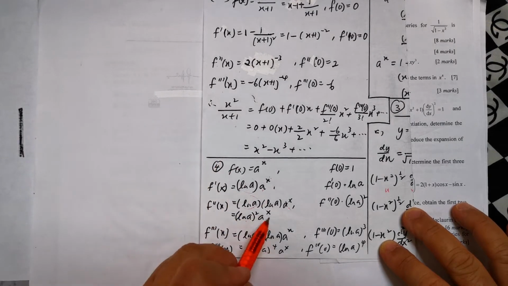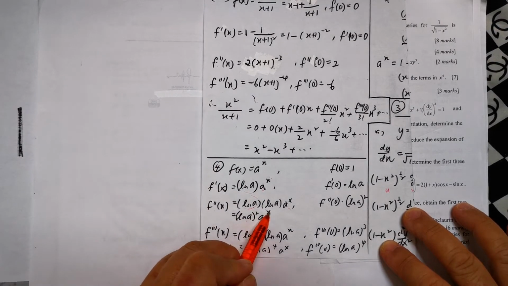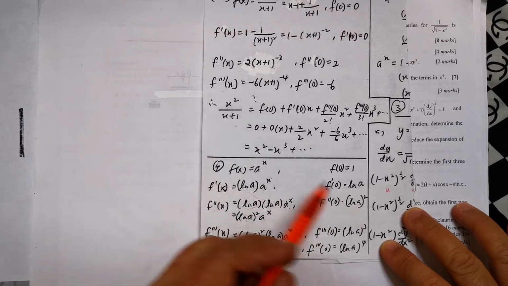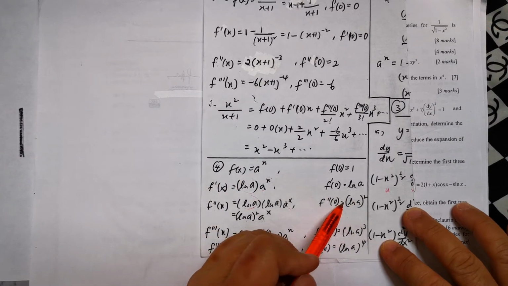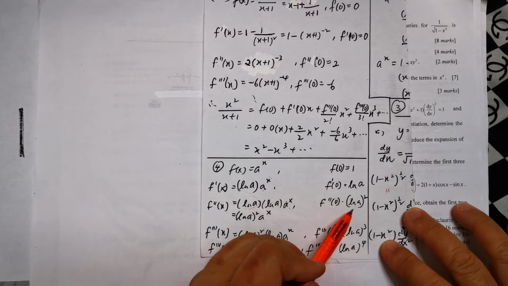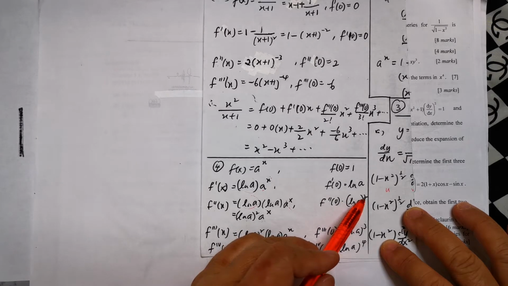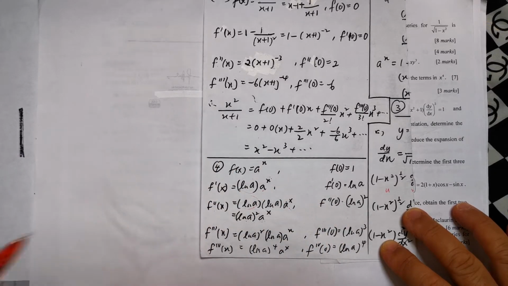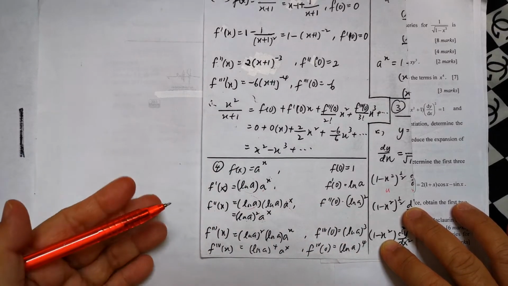Alright, then sub 0 in. So a power 0 again is 1. Therefore, your f double prime 0 is square of ln a. Again, remember, 2 cannot move in front because this square belongs to the whole thing. Okay, if square belongs to a only, then you can move the 2 in front. Alright.